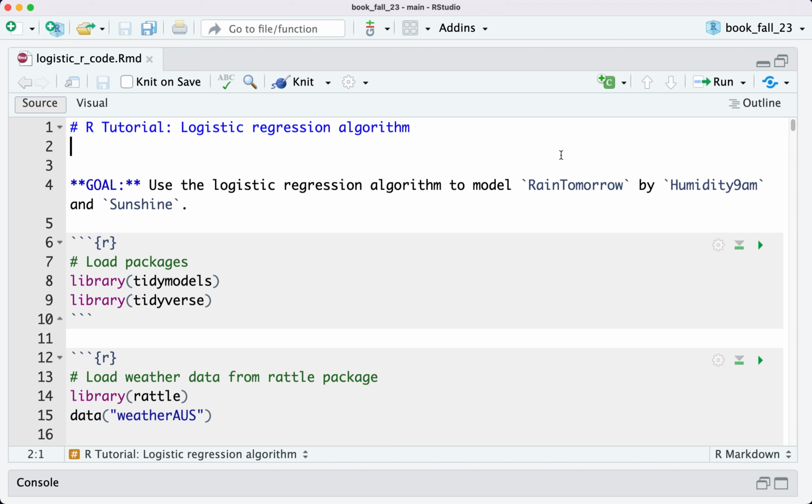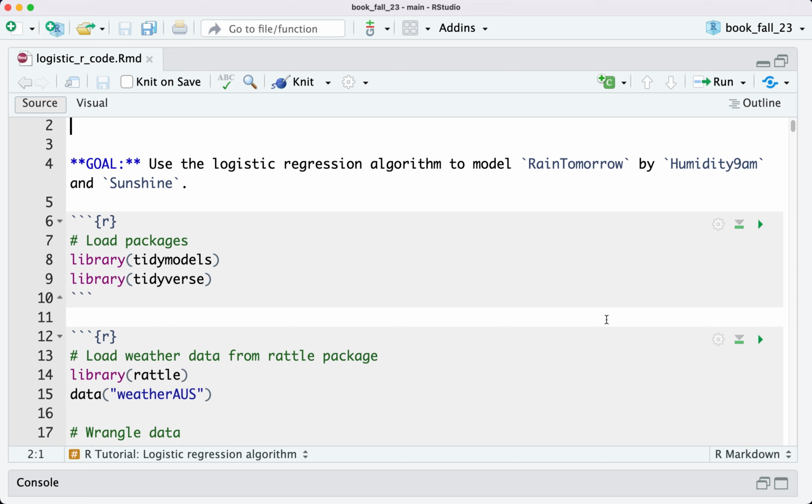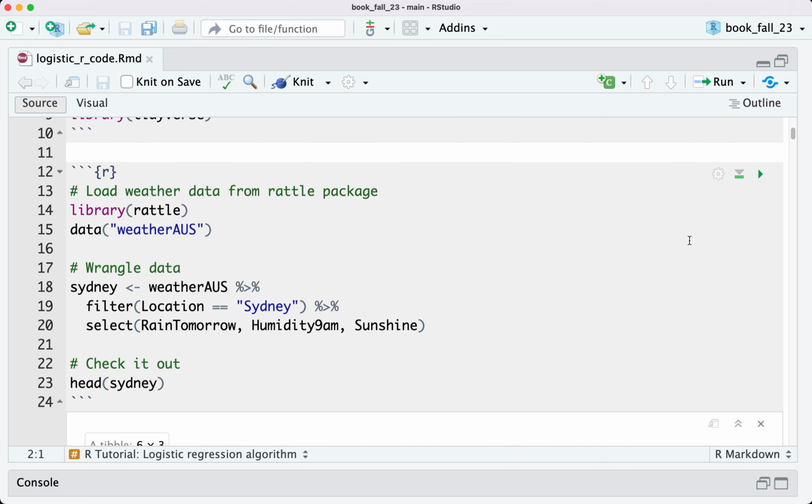In this R code tutorial, we'll explore how to build and evaluate logistic regression algorithms in R using the Tidy Models package. Specifically, throughout, we're going to be modeling whether or not it rains tomorrow by today's humidity level and sunshine. For this analysis, we'll need the Tidy Models and Tidyverse packages, as well as some data from the Rattle package.